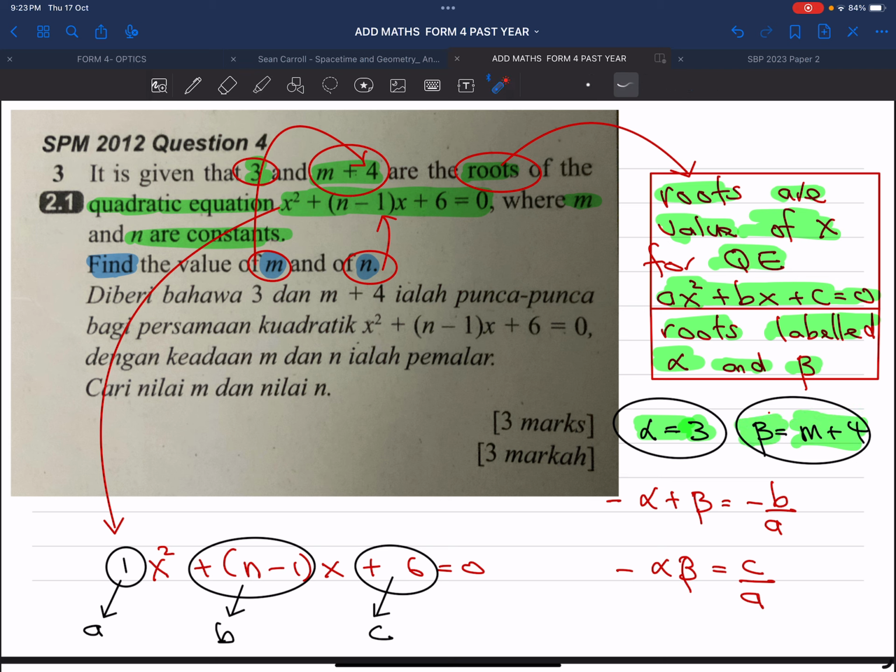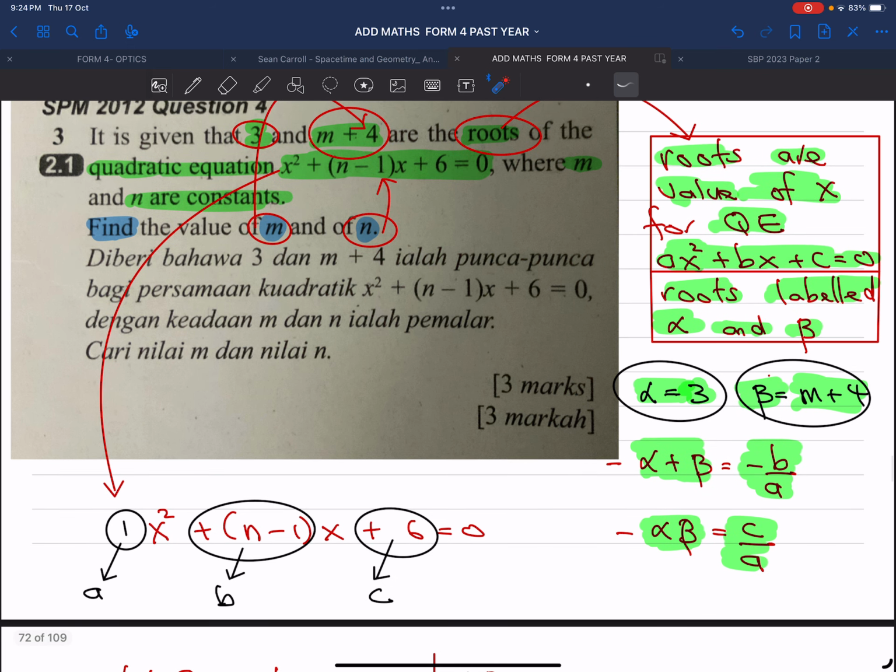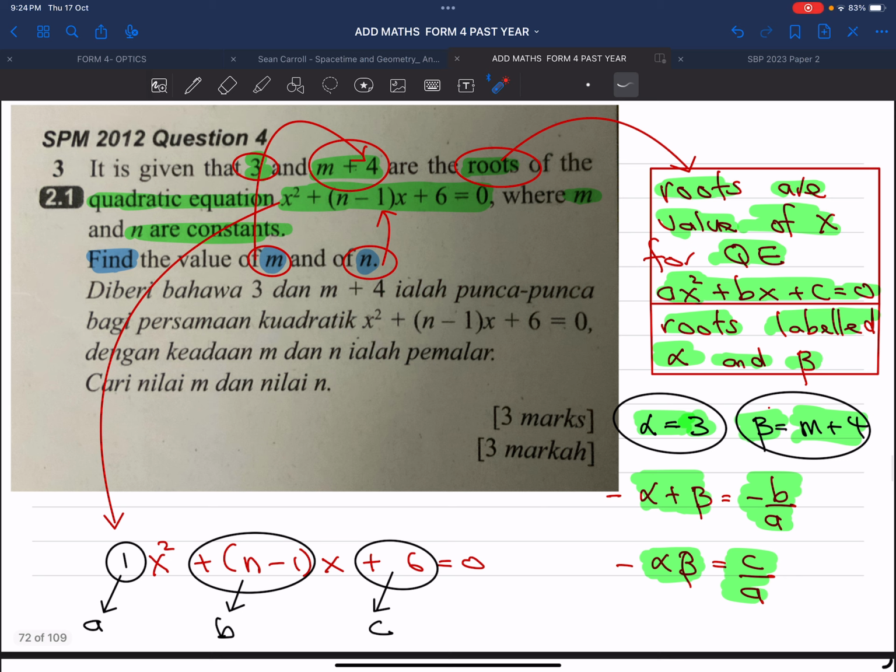Another thing in quadratic equations: the sum of roots, alpha plus beta, is negative b over a, and the product of roots, alpha times beta, is c over a. Of course, the a, b, c we get from the quadratic equation. Now we look at what the question is asking: find m and n. The m is in the roots, whereas the n is in the quadratic equation.